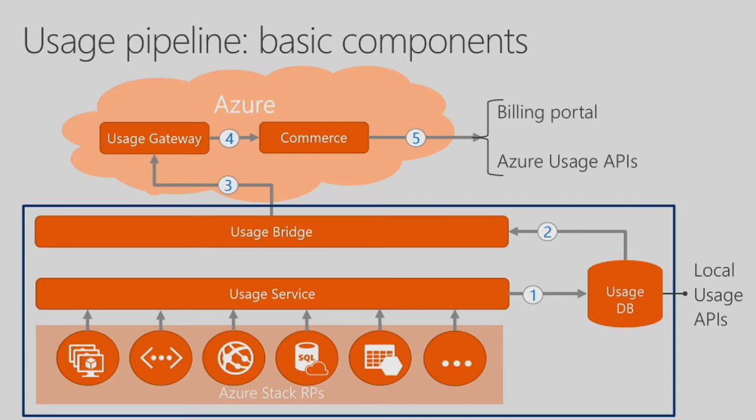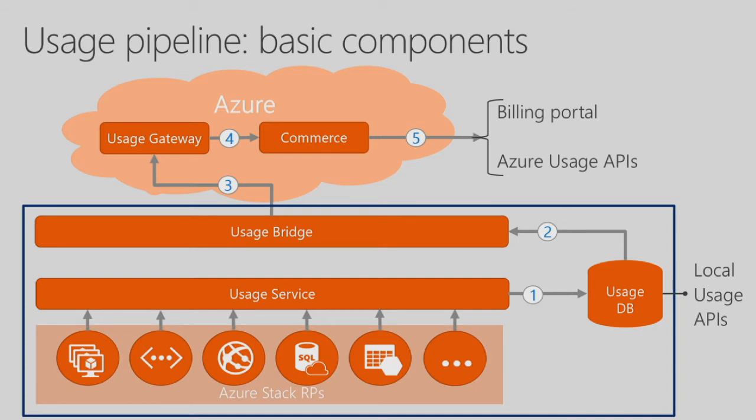Usage Gateway prepares this information for submission to Azure Commerce and submits it into Commerce. And this is an interesting trick that we are doing here. By having Usage Gateway submit your usage information to Commerce, we are really making it possible to take information that comes from outside of Azure, from services that run in your data center, but Azure Commerce will process it as if the usage had happened in Azure.